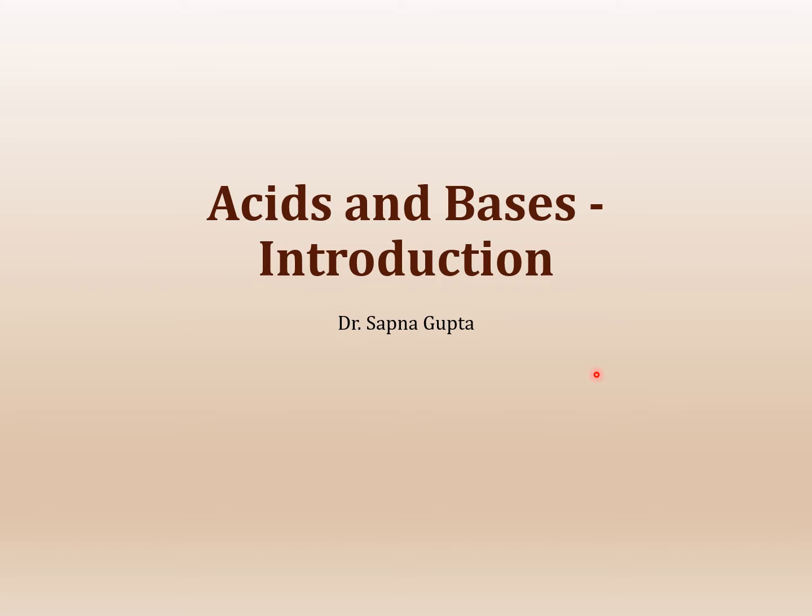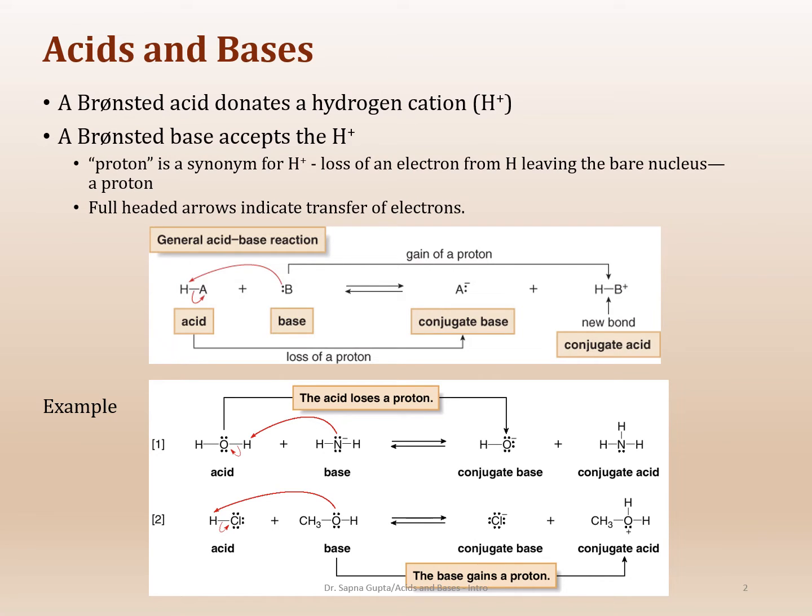So in this chapter, we are going to talk about acids and bases, all the different kinds that there are. The first theory of acids and bases was the Arrhenius theory, in which the acids were proton donors, whereas the bases were hydroxide donors.